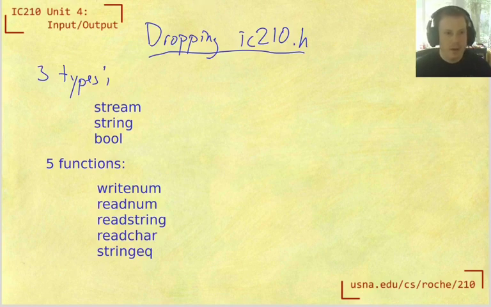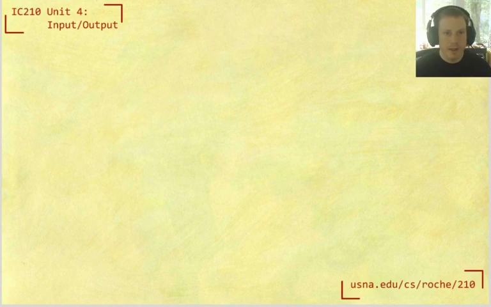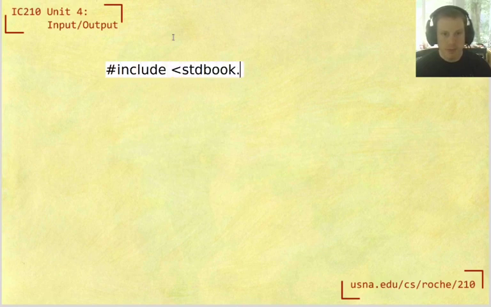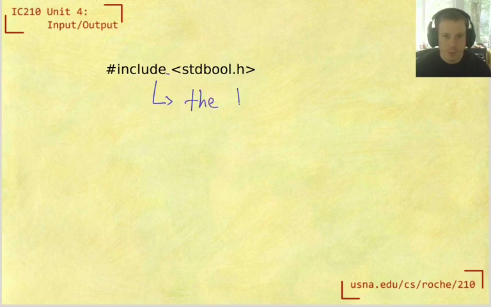So the first thing to talk about, and kind of the easiest one, is a library called standard bool. So include stdbool.h. If you put this at the top of your file, you can probably guess what it gives you. It gives you the bool type in your program.